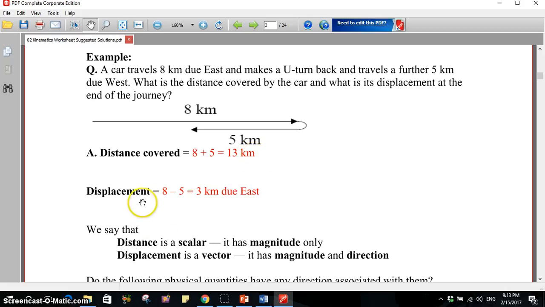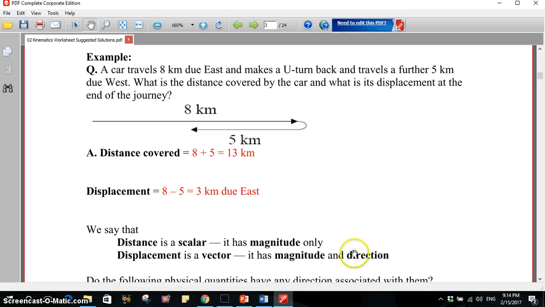But for displacement, we are looking at the shortcut. You start here and you end here. So the shortest distance between them is a straight line over here. So it's 8 minus 5, which will give you 3 km.